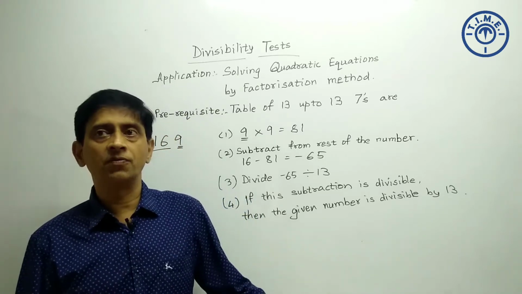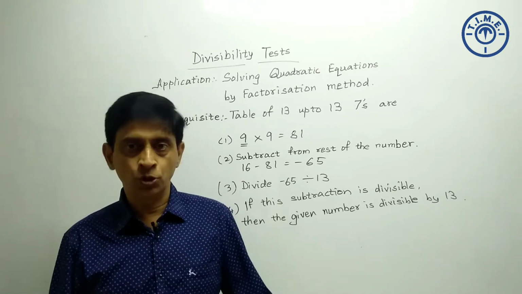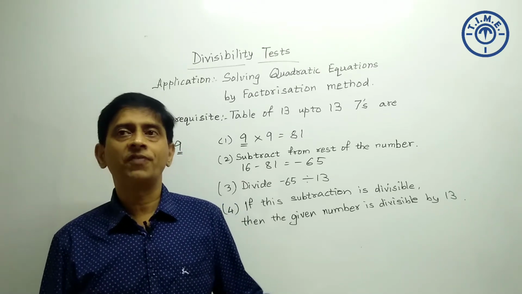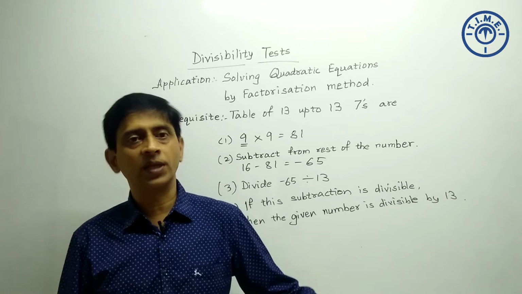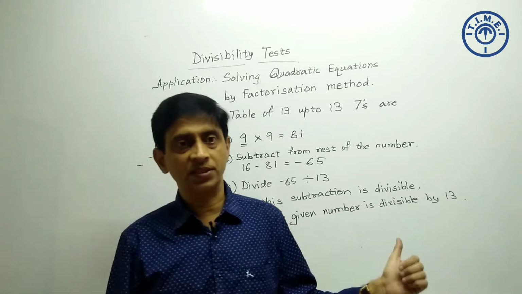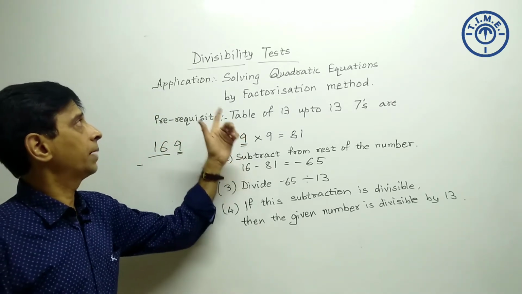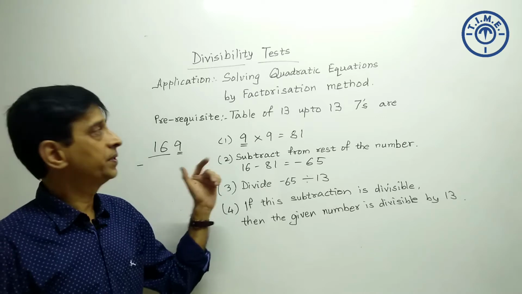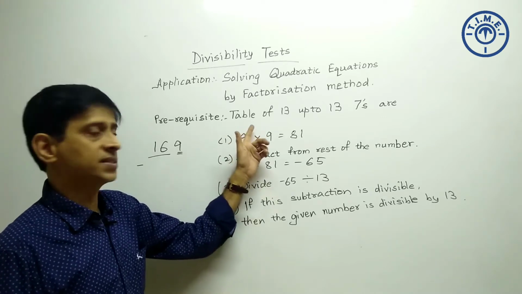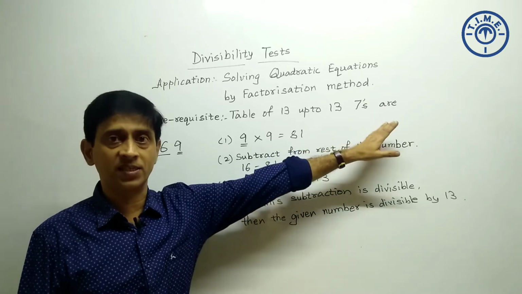Usually the sums will have factors up to 90. So you can be sure if you know the factor divisibility test up to 90. So let us learn the divisibility test for 13. What is the prerequisite to apply this test? The prerequisite to apply this test is that you should know the table of 13 up to 13 sevens are.